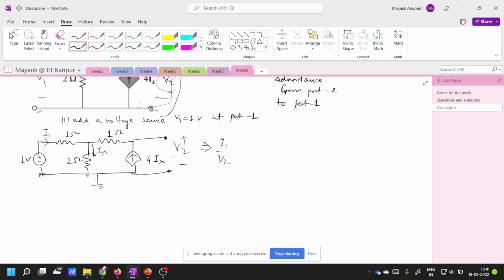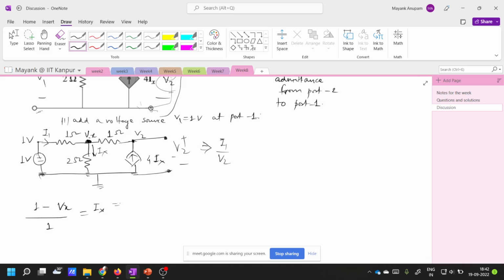So you see there are two nodes here, right? This is one node. Let's call it Vx. This node, let's call it V2. So you have to write two KCL equations, right? At these two nodes, this Vx and this V2 here. Let's do that. So the voltage here is 1 volt. So it will look like 1 minus Vx. So basically this current I1 is equal to 1 minus Vx by 1, which is equal to Ix, right?